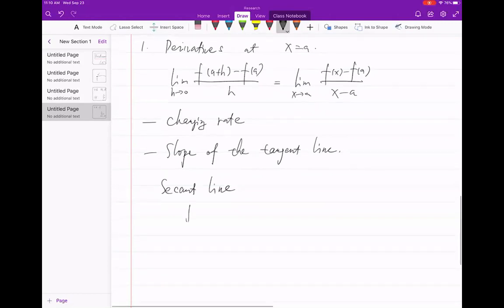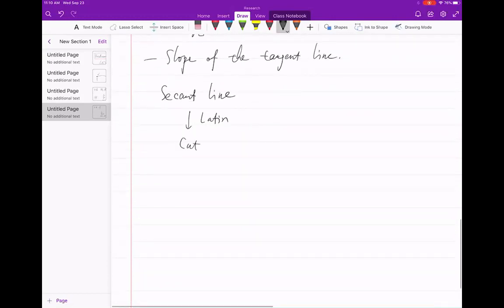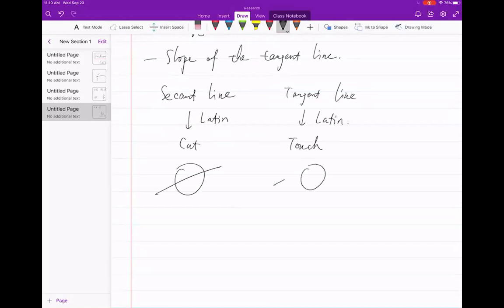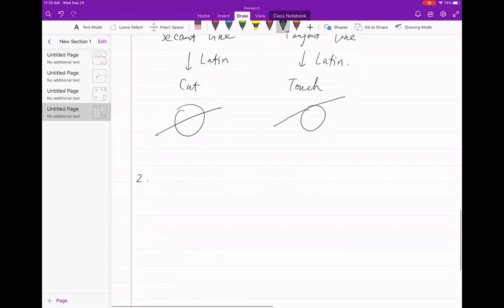Secant line in Latin means cut. Okay, so secant line is actually the cut line. And you can guess what tangent means in Latin. It means touch. So the cut line, the touch line. Pretty awesome. Okay. Next, what we did is I'm asking you what's the derivative of x squared?